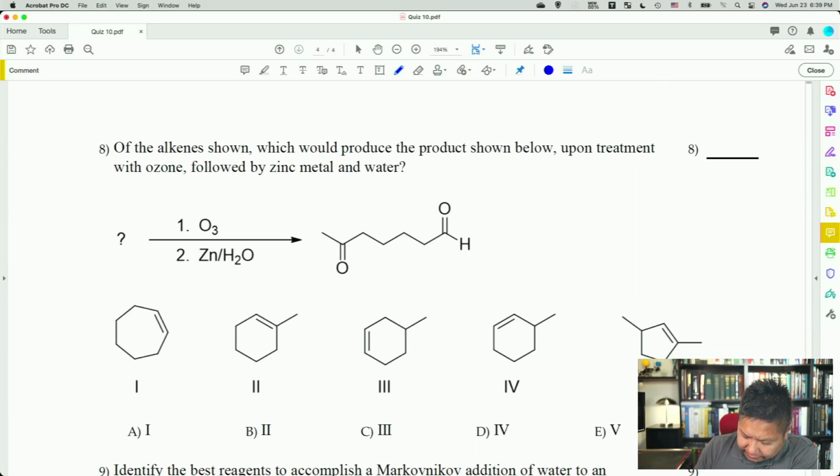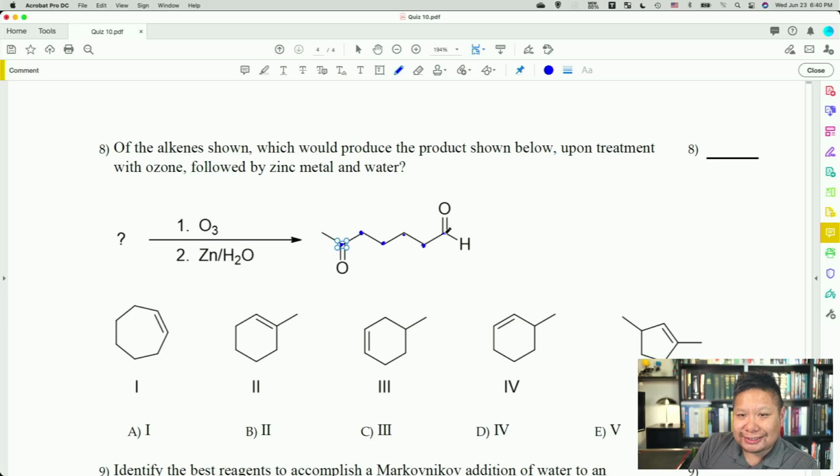Next, we have an ozonolysis, right? And so it's asking actually what the starting product was for this ozonolysis, which is pretty simple. Remember, you have a carbonyl being formed on either side of a double bond that got broken by ozonolysis, right? So we have 1 carbon, 2 carbons, 3 carbons, 4 carbons, 5 carbons, 6 carbons.